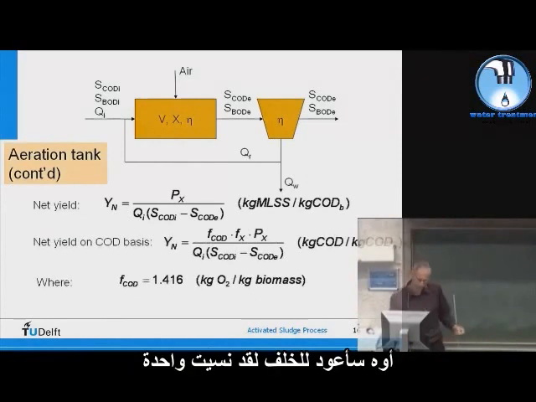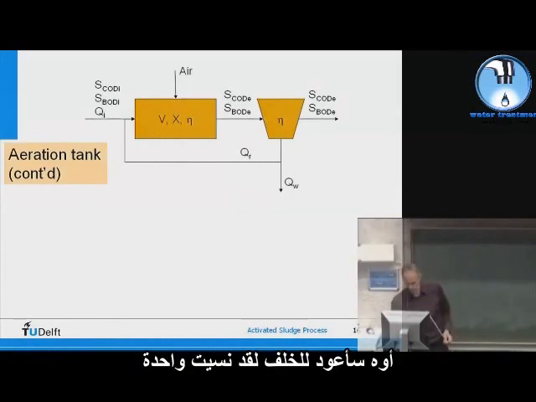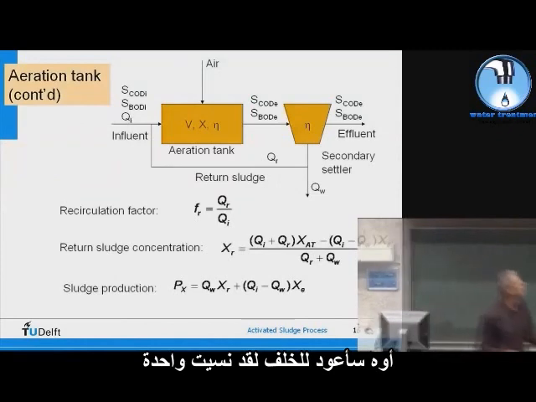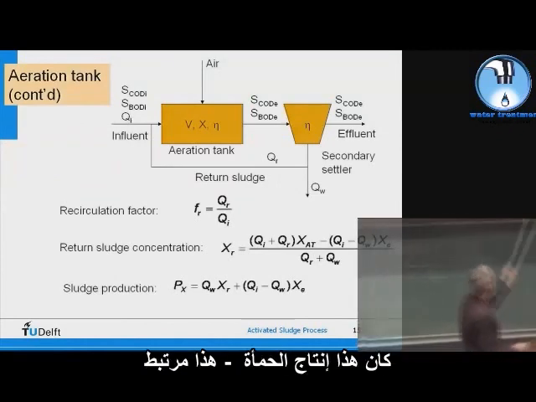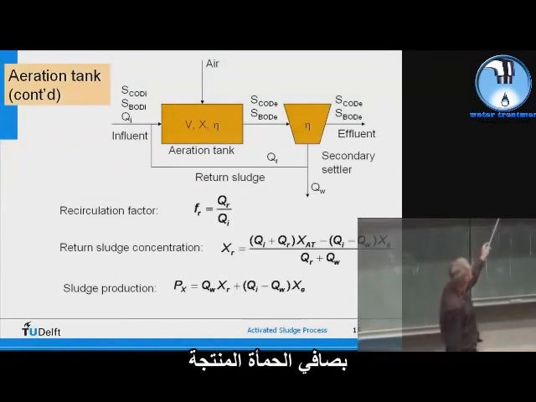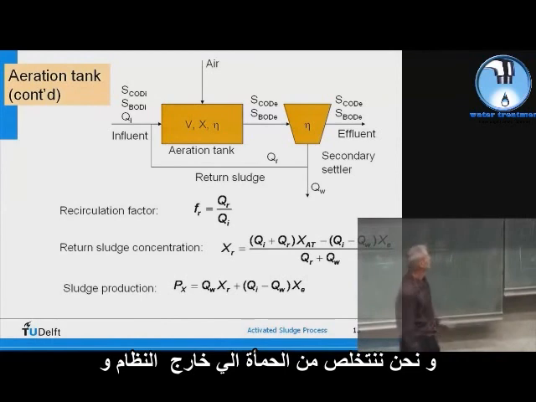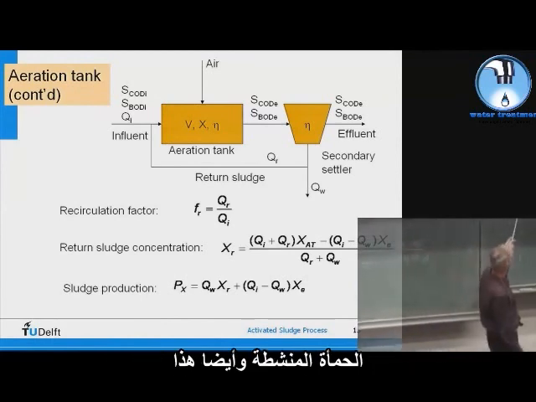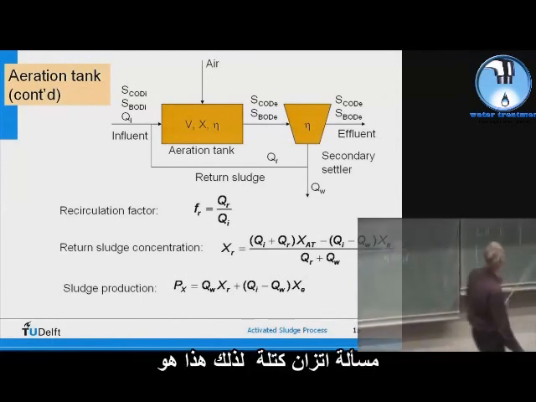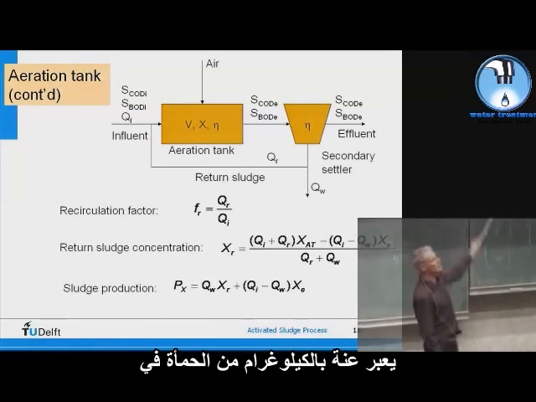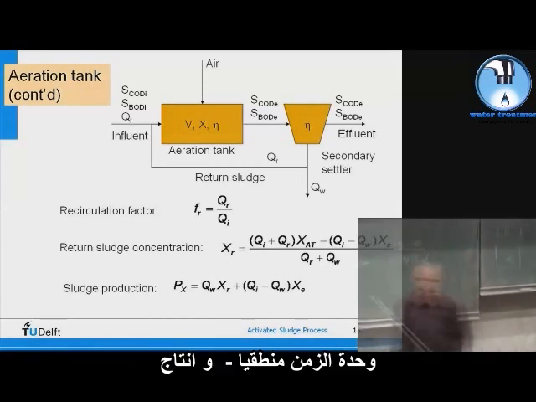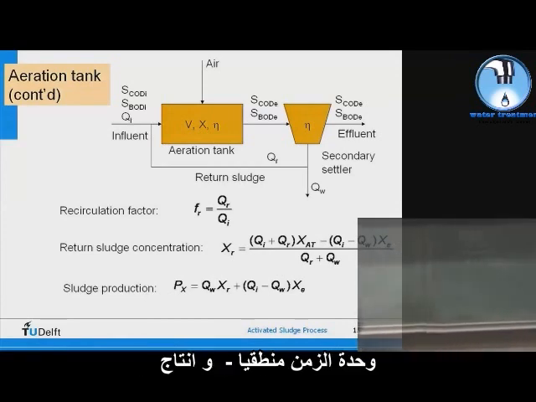Okay, back. I missed one. That was the sludge production. This one is related to the net sludge we produce by wasting material from the system, the activated sludge. This is also a matter of mass balancing, expressed in kilograms of sludge per unit of time, logically.